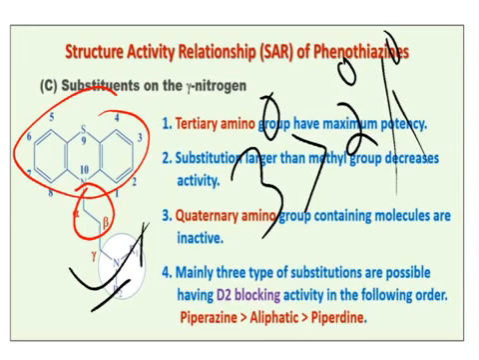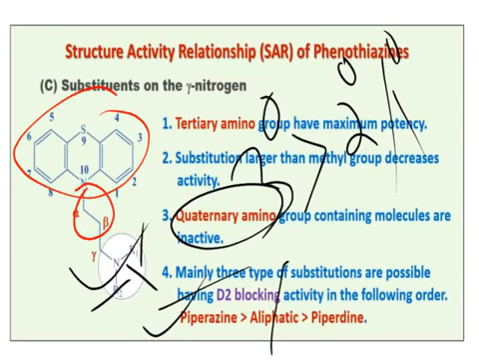Then the quaternary amine group: if we add one more CH3, what happens to the structure? If a quaternary amine group is present, with one more CH3 added, the molecule becomes inactive. And mainly 3 types of substitution are possible having D2 binding or blocking activity. First is the aliphatic side chain, second piperazine, third piperidine. Among them, piperazine has better activity as compared to aliphatic and piperidine.